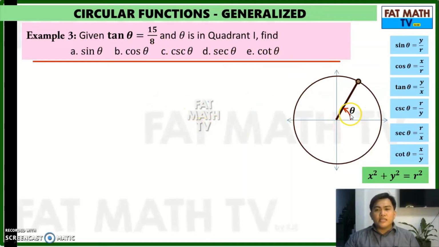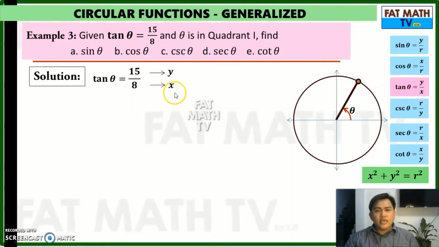So theta is in the first quadrant, so this is how it looks. Here we have tangent theta is 15 over 8. So that 15 over 8 is y over x. So 15 is y and 8 is x. Both are positive because this is in the first quadrant. So this is 15, this is 8, and that's 8, 15.